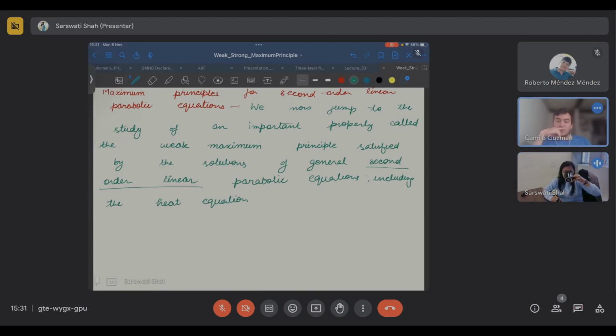Because it has derivatives of second order, right? The spatial derivatives. Because that equation has second derivatives. Yeah. No, when I am mentioning the maximum principle, why am I saying that it is satisfied by the solution of a general second order linear parabolic equation? If it were third order, then what kind of difficulty would arise?